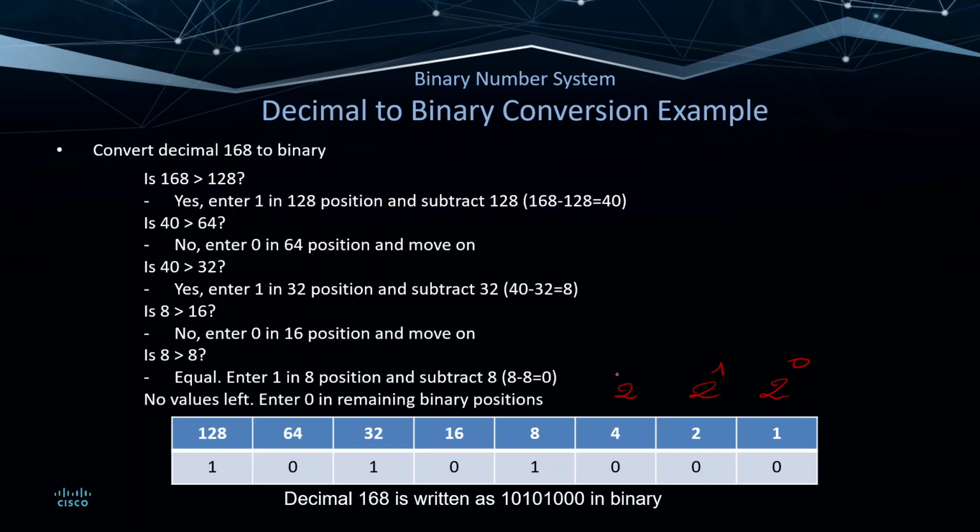And 2 to the power of 2 equals 4, as you can see, and 2 to the power of 3 equals 8, 2 to the power of 4 equals 16, and 2 to the power of 5 equals 32, 2 to the power of 6 equals 64, and 2 to the power of 7 equals 128. The 0 here is the bit position.